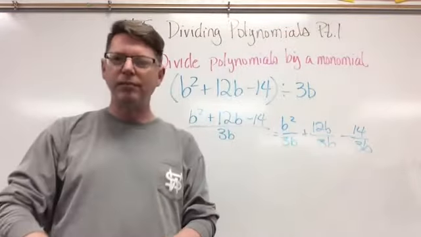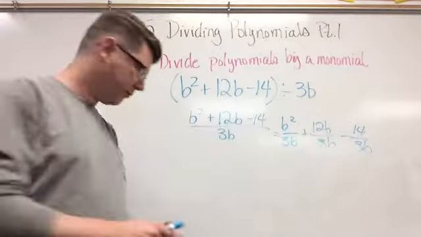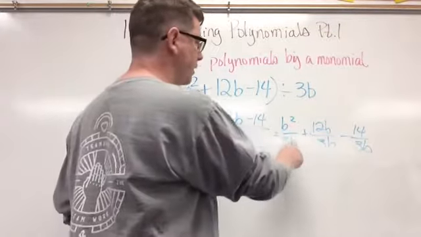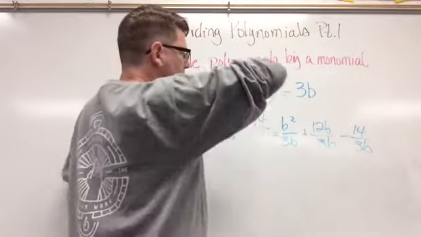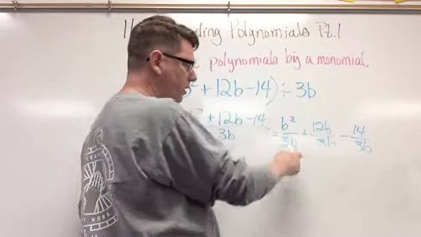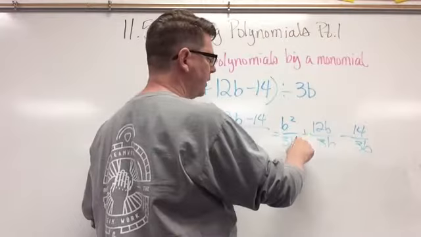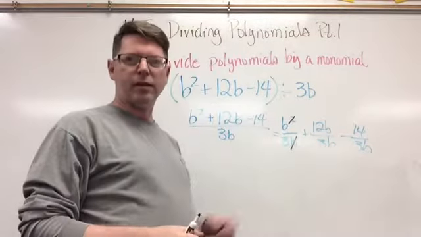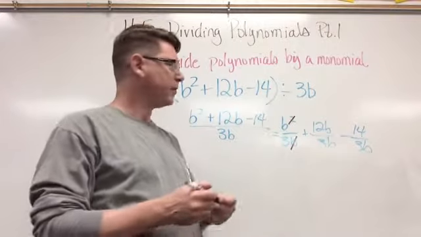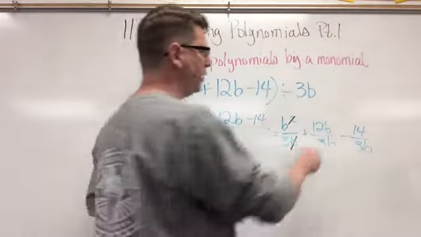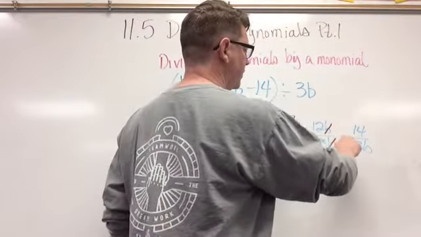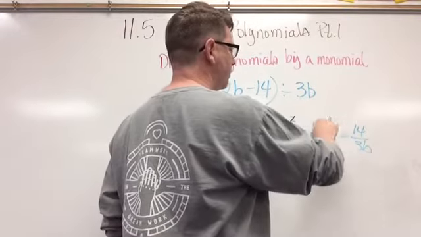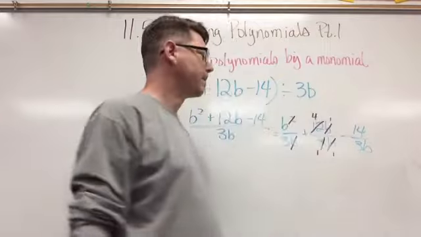Now I want to simplify these fractions as much as I can. I've got b squared over 3b. The b squared and the b can be simplified so that the b becomes a 1 and the b squared just becomes b, because b squared divided by b is b. Then I have 12b over 3b. The b's cancel out and become 1s. Then 12 and 3 cancel out: the 3 becomes a 1 and the 12 becomes a 4.